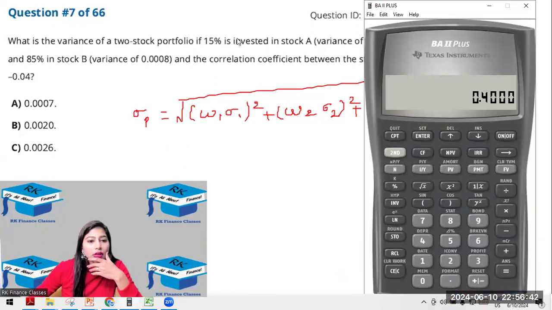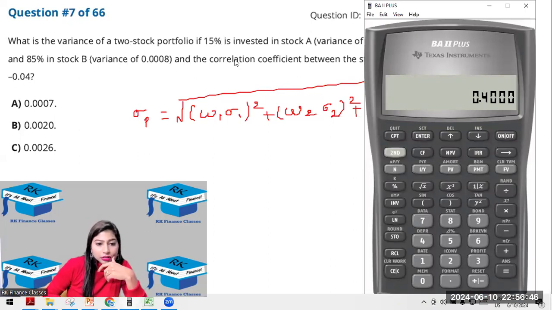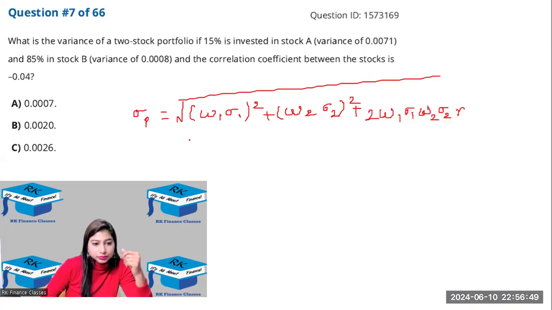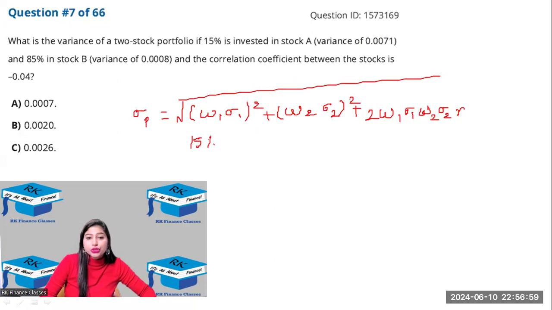So, two stock portfolio, W1 is 15%. यहाँ पे लिख देती हूँ. W1 15% is invested in stock A, so that is W1, and the variance of that is given. So we have not been given a standard deviation. So directly you cannot take this value. You have to take a square root of this thing. Why? Because variance दिया है. Variance का अगर square root लोगे तो you will get a standard deviation.